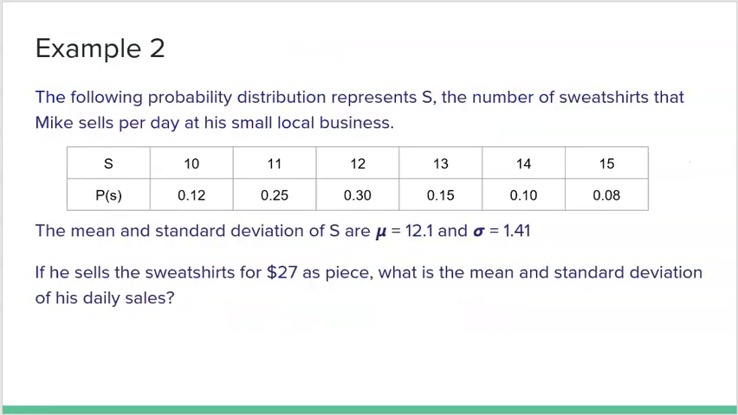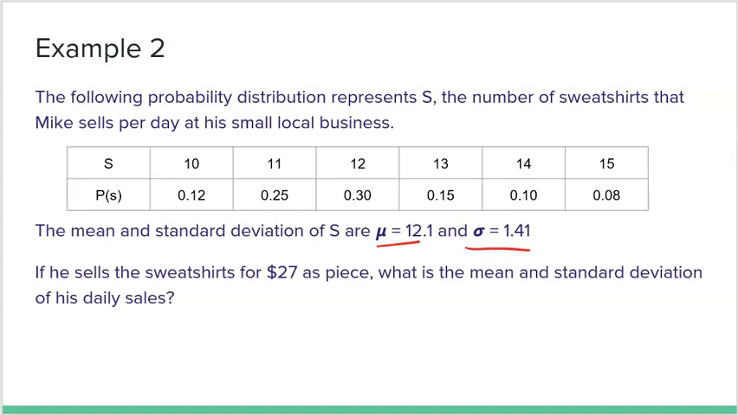Let's look at a second example here. The following probability distribution represents S, the number of sweatshirts that Mike sells per day. Mike could sell 10, 11, 12, 13, 14, or 15 sweatshirts in a day, and the probabilities are there. Now, I actually went ahead, and I was a nice guy, and I went ahead and actually calculated the mean and the standard deviation for you.